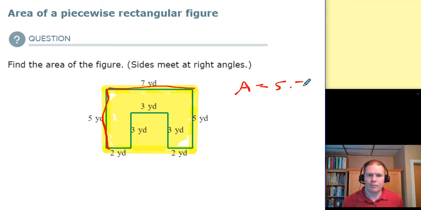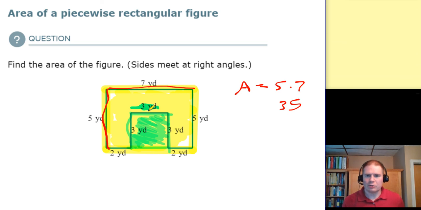But that isn't the shape I'm interested in. The shape I'm interested in is missing this part. I need to cut out this part, right? I've got a box here. If I can draw straight lines here, that is not part of my shape. So what's the area of that part?